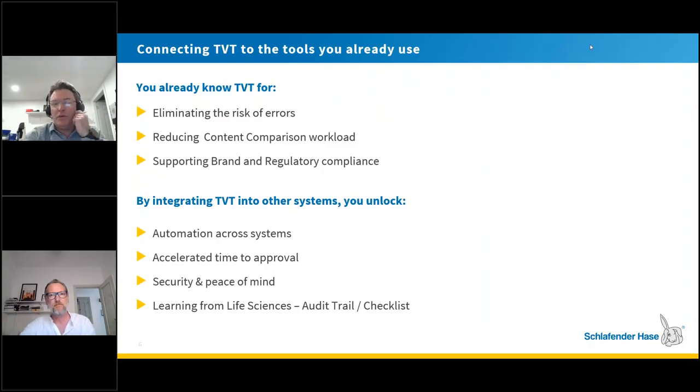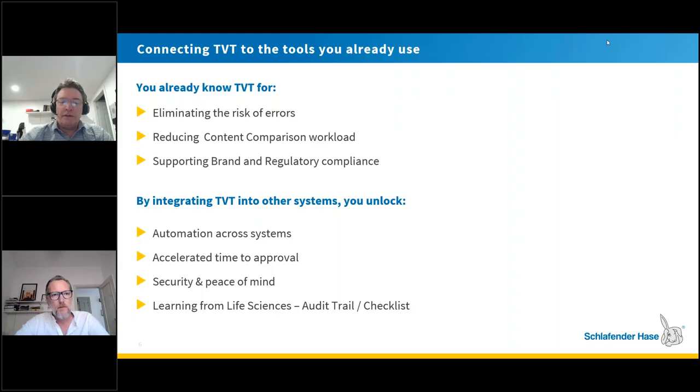Yeah, and so if you're a TVT user, which I assume you are connecting to this webinar, we already know TVT reduces the risk of errors. The previous stat that Mike mentioned talked about food labeling; it was that high in pharma as well, 10 to 15 years ago. But since the implementation of TVT and systems like that, we've seen the number of labeling related recalls drop significantly, where it's no longer a major thing, and that's because of tools like TVT to a great extent. We reduce the content comparison workload, so the number of comparisons and the correction cycles you have to go through, and we also support brand and regulatory compliance.